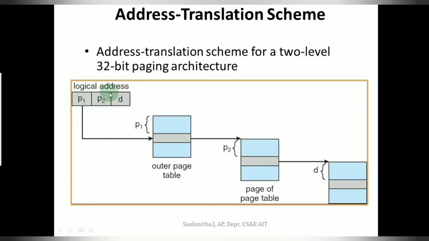So your logical address for hierarchical paging would be something like this. Because it is 2-level, you have P1 and P2. If there are multiple levels, it proceeds again. Your P1 gives the outer page table reference, and by that you will get your P2, the inner page table reference, which also contains the frame, and then comes your offset. So this is about your hierarchical page table.